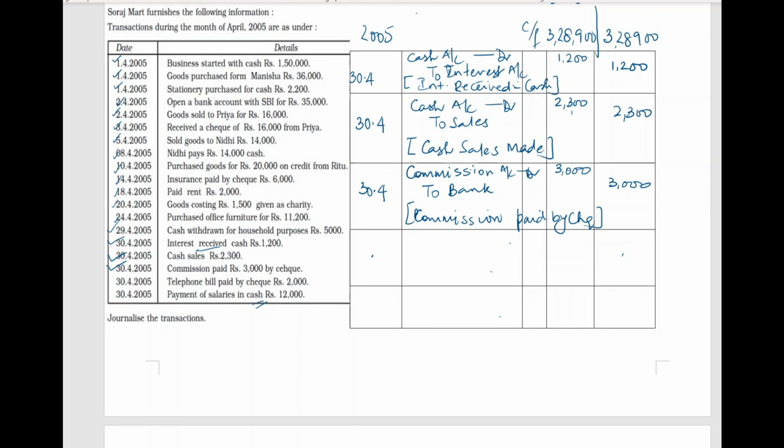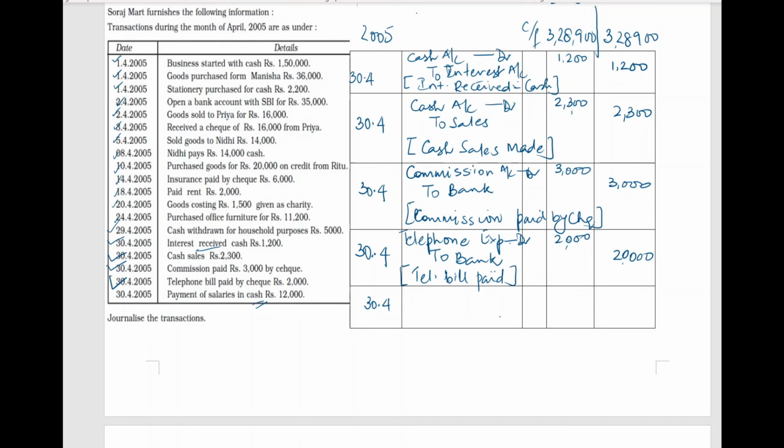Next one, telephone bill paid by check. So on 30th of April, telephone bill. So I will say telephone expense account debit to check, right, to bank. Amount is 2,000, so I write on both the sides 2,000, and here is telephone bill paid by check.